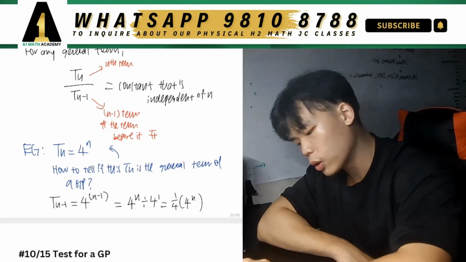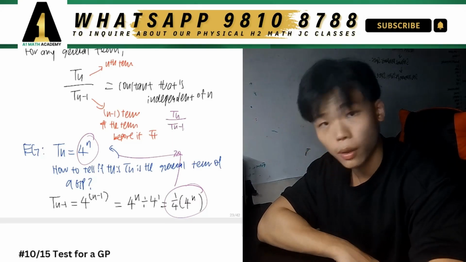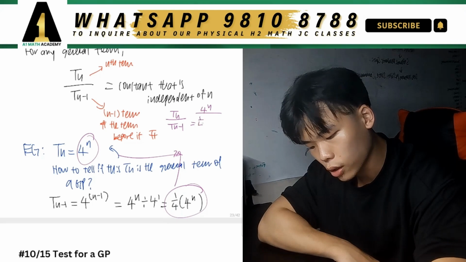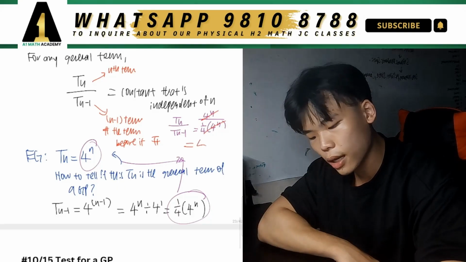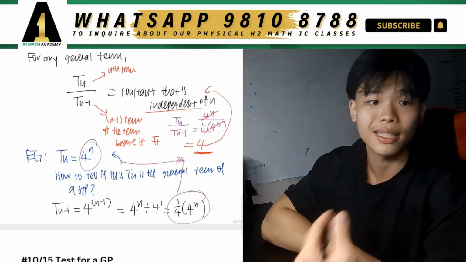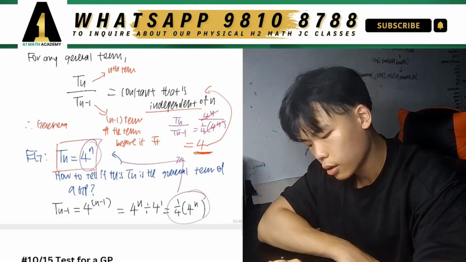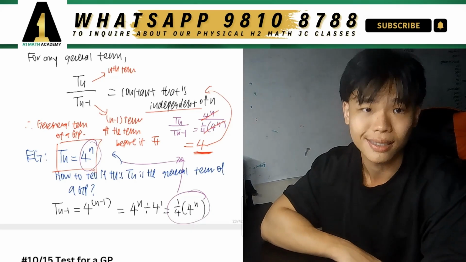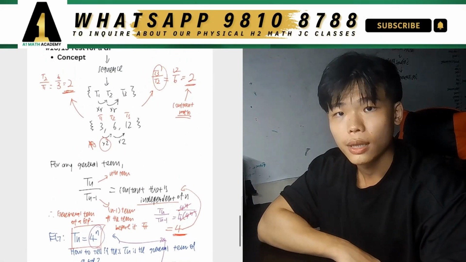So if we take this and this, and we compute Tn divided by Tn minus 1, the term divided by the term before it, we will get 4 to the n divided by 1/4 times 4 to the n. And then you realize that these two cancel out, and you essentially get a value of 4. Now this 4 over here is a constant that is independent of n. So since it is independent of n, we can conclude that this is therefore the general term of a GP, which means that a geometric progression actually exists. Okay, so that is the idea behind it, and I hope that it's making sense to you. So this is the concept.